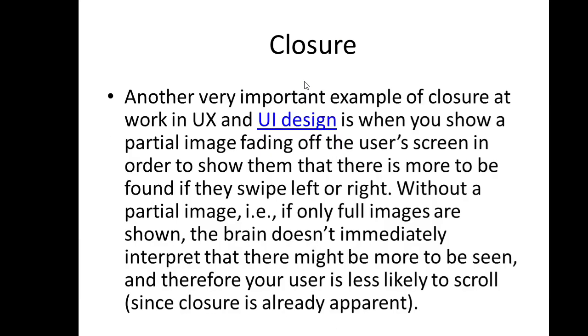Another very important example of closure at work in UX and UI design is when you show a partial image fading off the user's screen in order to show them that there is more to be found if they swipe left or right. Without a partial image, if only full images are shown, the brain doesn't immediately interpret that there might be more to be seen, and therefore your user is less likely to scroll since closure is already apparent.